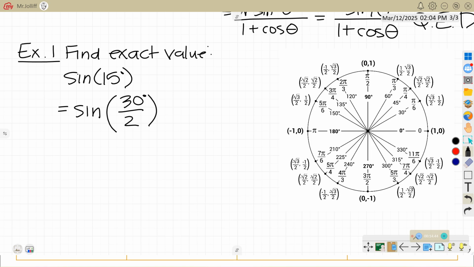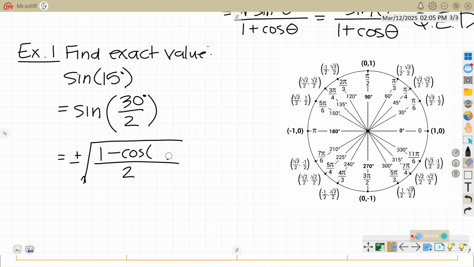So let's write our half angle formula out and then plug some numbers in and simplify. So I have a half angle of a sine, my sine half angle formula. Sine is plus or minus the square root of 1 minus cos over 2. And I left parentheses there without writing anything in them because I want you to help me fill them in.